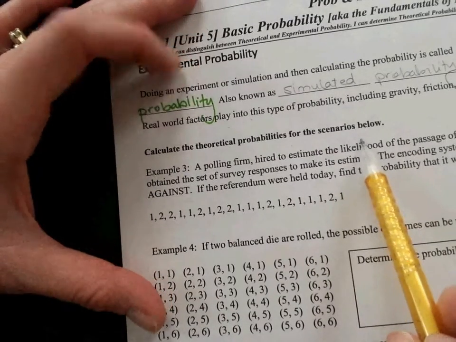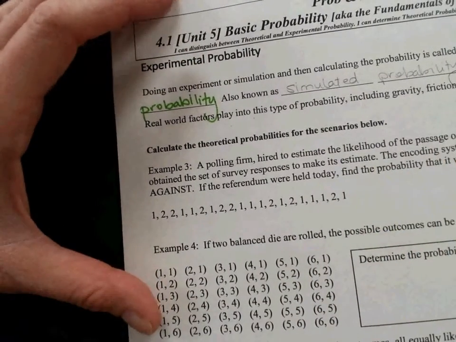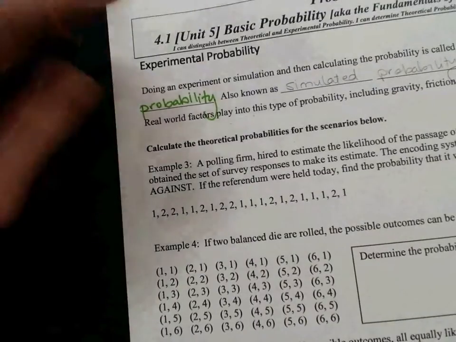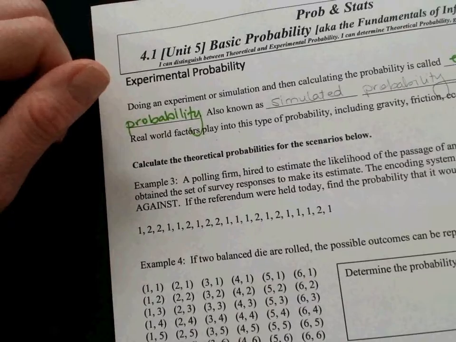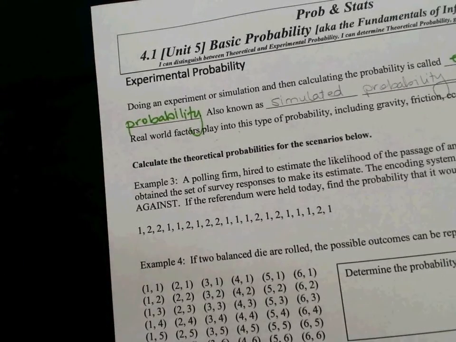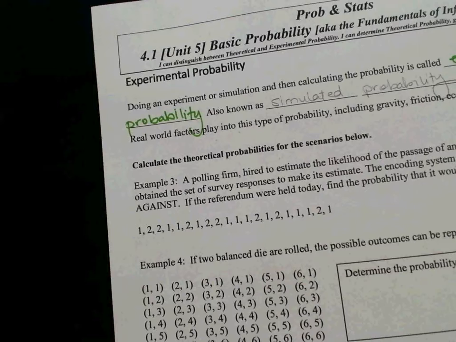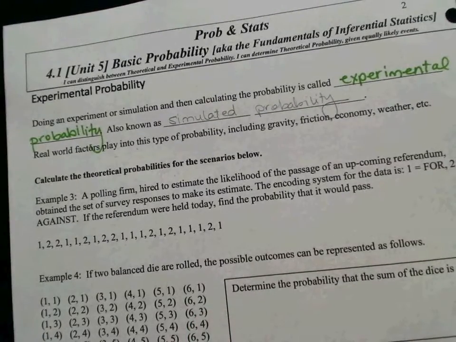Example 3, will you read that for us, please? A polling firm hired to estimate the likelihood of the passage of an upcoming referendum obtained a set of survey responses to make its estimate. The encoding system for the data is 1 equals for, 2 equals against. If the referendum were held today, find the probability that it would pass.